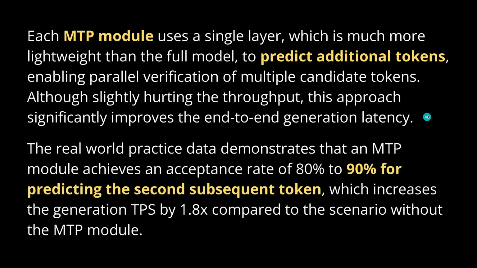And now they tell us, hey, we implemented this for the base model of R2. Each MTP model uses a single layer, which is much more lightweight than the full model, to predict additional tokens, enabling now a parallel verification of multiple candidate tokens. A parallel verification? This is interesting. They say, okay, slightly hurting the throughput, but this approach significantly improves the end-to-end generation latency.